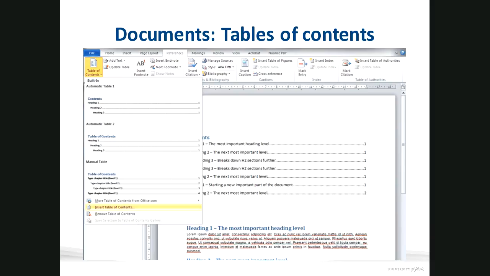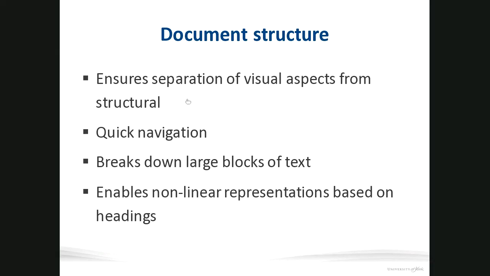So document structure ensures separation of the visual aspects from the structural aspects. So separation of how it looks from the structure in the background. That helps assistive technologies latch on to key parts of the document. It provides quick navigation. It can break down large blocks of text, particularly for dyslexic users. And it enables non-linear representations based on those headings. So if you're a dyslexic user, you can break out all those headings, maybe on a mind map, which gives them something that they can then form their ideas around based upon those heading labels.